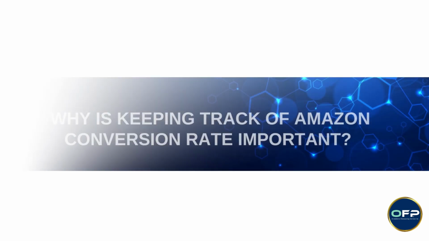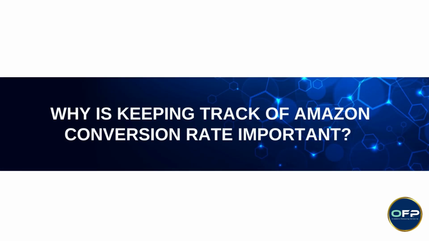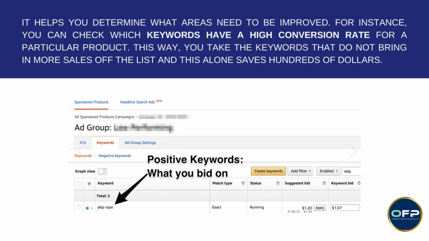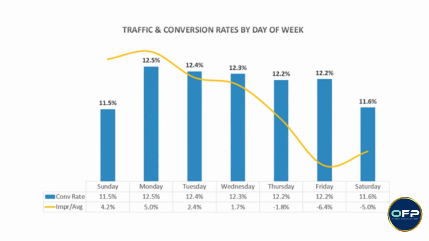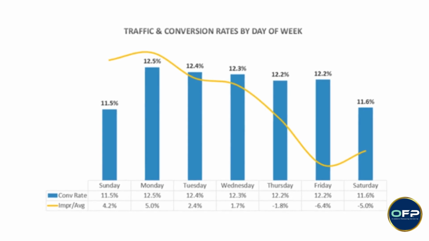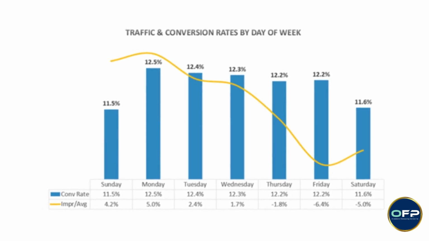Why is keeping track of Amazon conversion rate important? It helps you determine what areas need to be improved. For instance, you can check which keywords have a high conversion rate for a particular product. This way, you take the keywords that do not bring in more sales off the list, and this alone saves hundreds of dollars. Keeping track of CVR is important to increase your organic ranking. It allows your product to rank better.